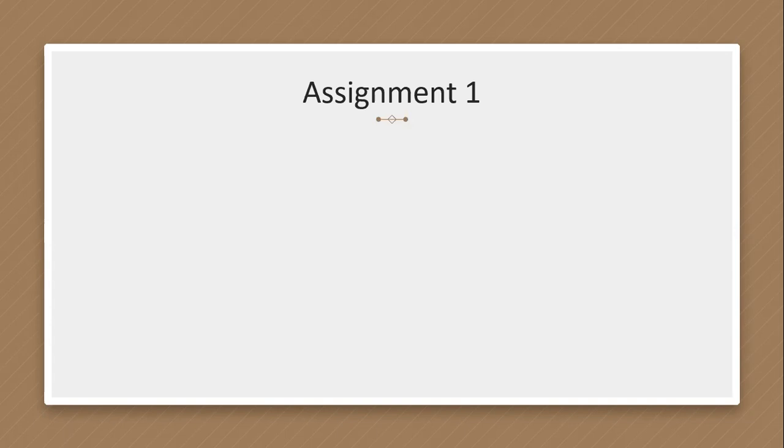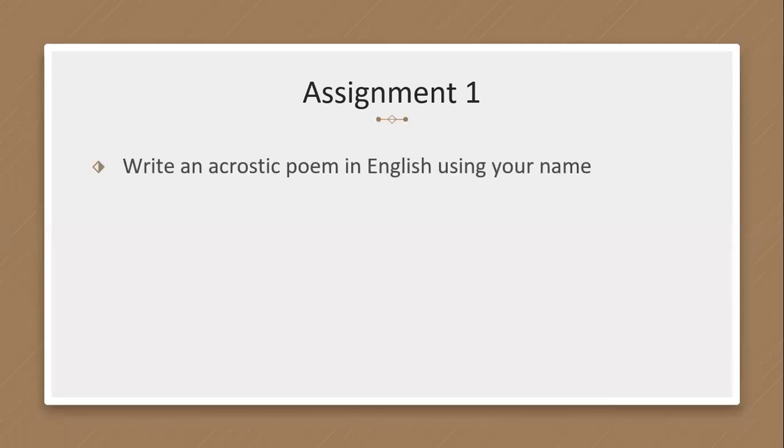Today, this meeting is the end of our discussion in poetry. So it means we will have assignment 1. Assignment 1, like I said, you will compose a poem. What I want you to do is write an acrostic poem in English using your name. If you don't know what an acrostic poem is or you forget, you can visit our first meeting. I explained about acrostic poems using your name.